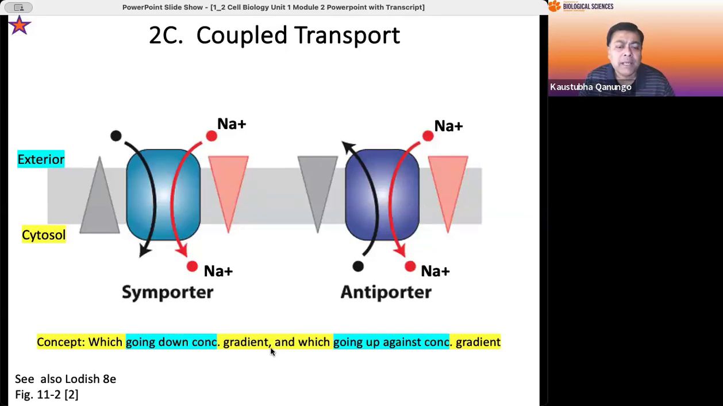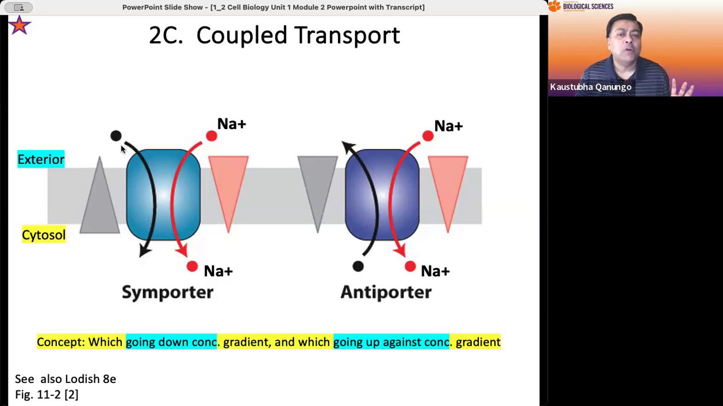So what happens in a symporter? Both of the molecules are moving in the same direction. One is moving down the concentration gradient and one is moving up the concentration gradient. A classic example is sodium and glucose. Sodium goes down the concentration gradient, and then glucose is actually pulled down.